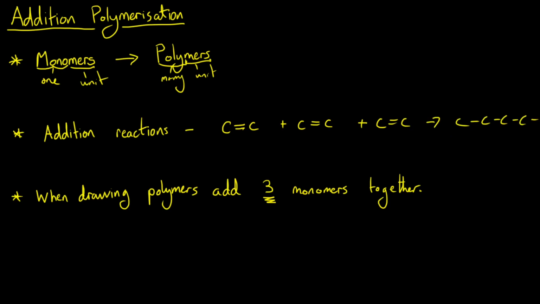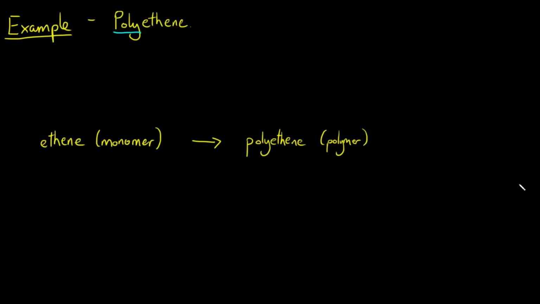a long chained polymer. Now, when we're drawing out polymers, we only have to add together 3 monomers together. That's it. Now, plastics and polymers in real life, there's hundreds of thousands of monomers that make them up. We'd be there forever trying to draw them all in. We only need to draw 3 monomers to make up a polymer. That's it. Right, let's look at an example here then of drawing out a polymer from our monomer subunits.